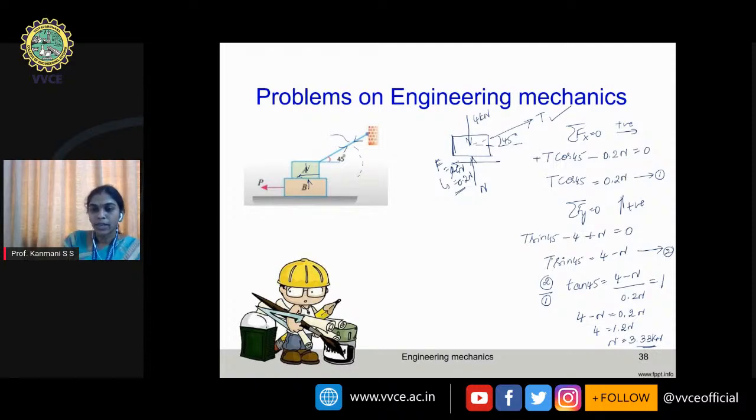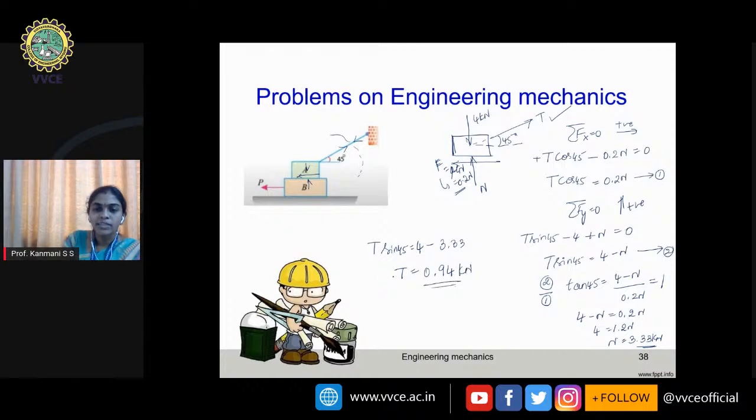So I'll substitute back to any of these two equations. Say I will substitute to equation 2 only. T sine 45 is equal to 4 minus N, which is 3.33. With that, T is equal to (4 minus 3.33) divided by sine 45. So that will amount to around 0.948. So this is in kilonewton.